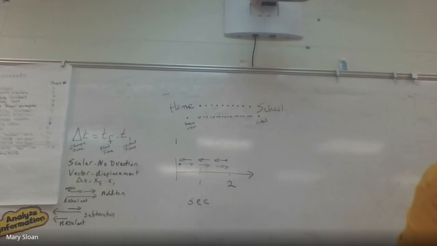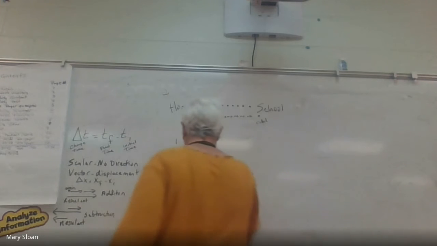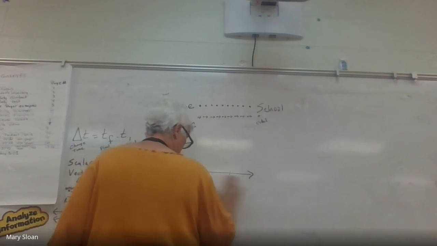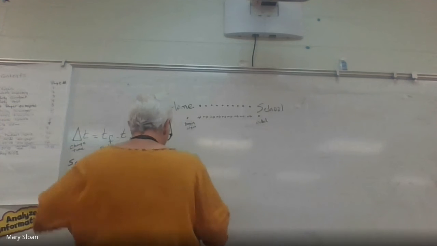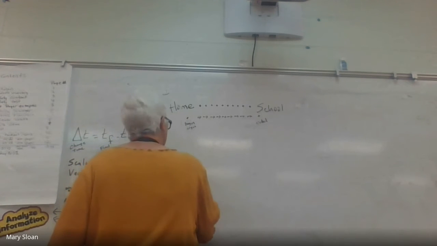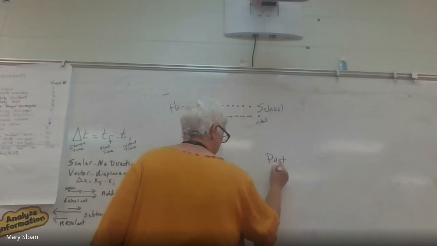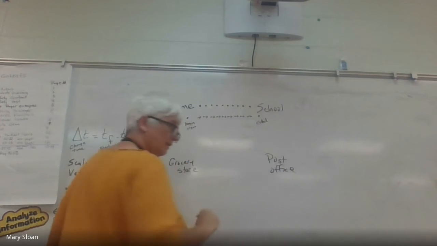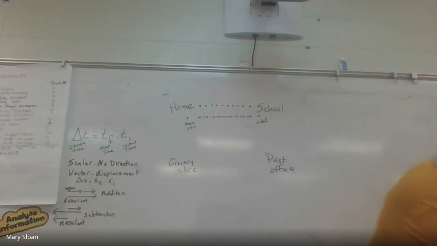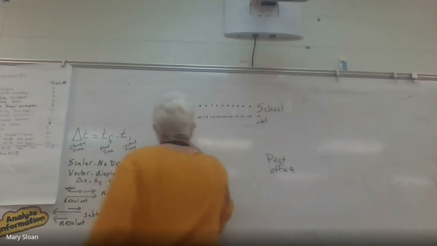Okay, so it says, a car travels straight along the street from the grocery store to the post office. So we have a grocery store and we have a post office, right, guys? That's what it tells us to start with. To represent its motion, use a coordinate system with the origin at the grocery store. Okay? This is my origin.